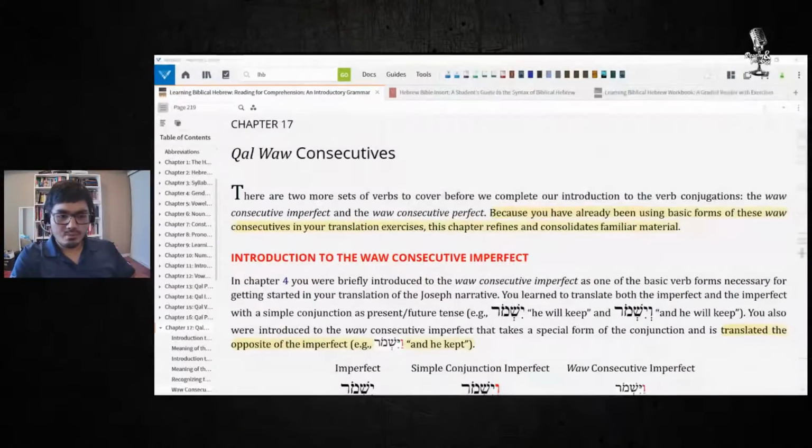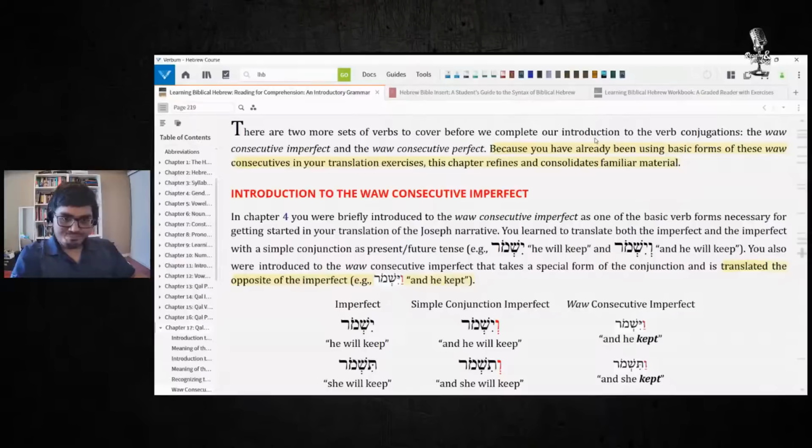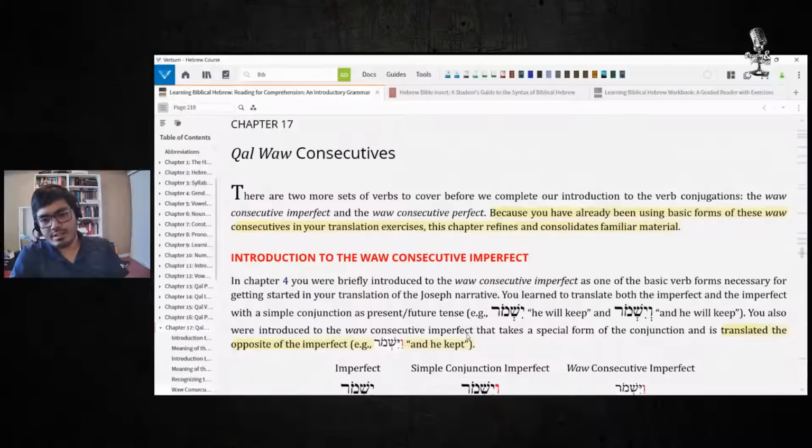This is not a new form for those of you who have been doing translation work already. You've already seen this form. Whenever you see a vayhi or vayomer, that's an example of the kal vav consecutive. But we didn't have a lesson specifically dedicated to it yet. So chapter 17 of the textbook is on the topic of kal vav consecutives. This will help to build up your knowledge of what that is precisely and what the different meanings are that it could take.